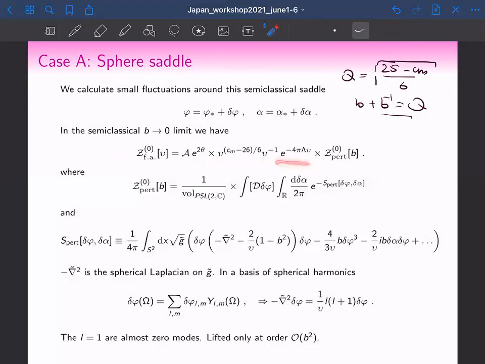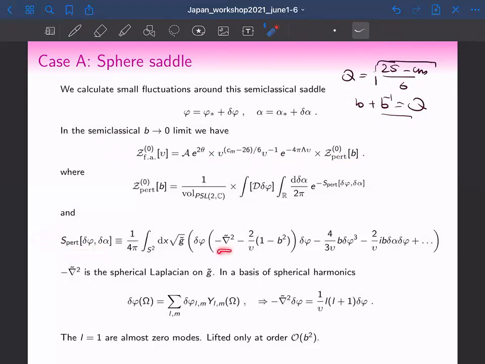This is this factor that we pull out from the area constraint. And then we have this perturbative piece over here. This perturbative piece really encodes these fluctuations on the two sphere. And it takes the following form over here. So it's an action in terms of delta phi and delta alpha.